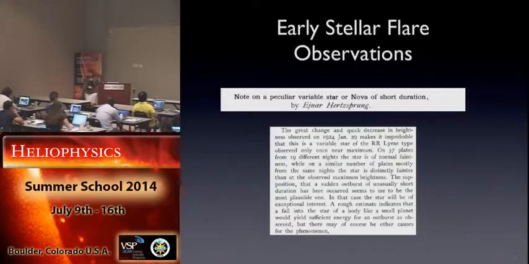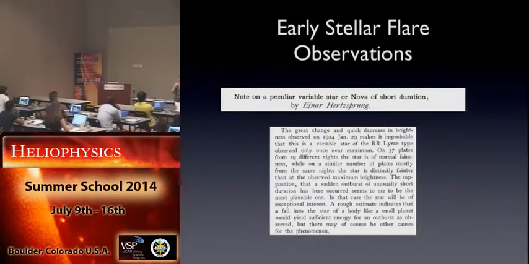Okay. There's already been a reference to the Carrington event, which was the first solar flare that was identified in white light observations. I thought this was interesting. This is mostly a historical note. This is the first recorded observation of a stellar flare by this guy, Einar Hertzsprung, who hopefully everyone is familiar with.